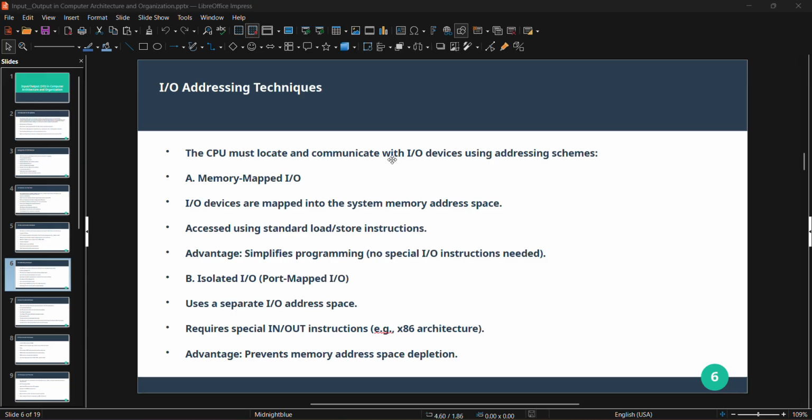And we have the isolated input output. That's the port mapped input output, or IO. This uses a separate input output address space, unlike the memory mapped, which uses the system memory address space. This uses a separate IO address space. It requires special in-out instructions, whereas the memory mapped requires assembly language instructions. This just requires special in-out instructions. So the advantage here is that it prevents memory address space depletion.